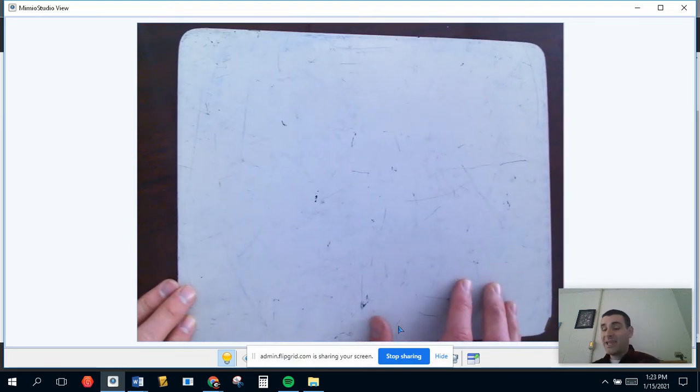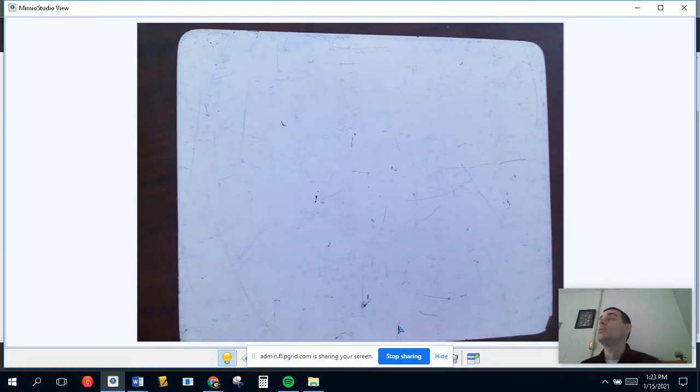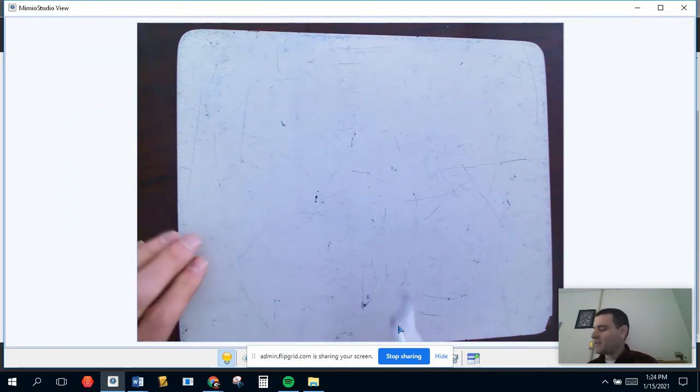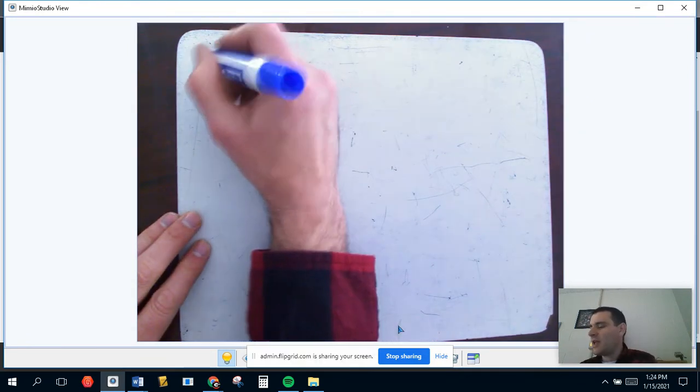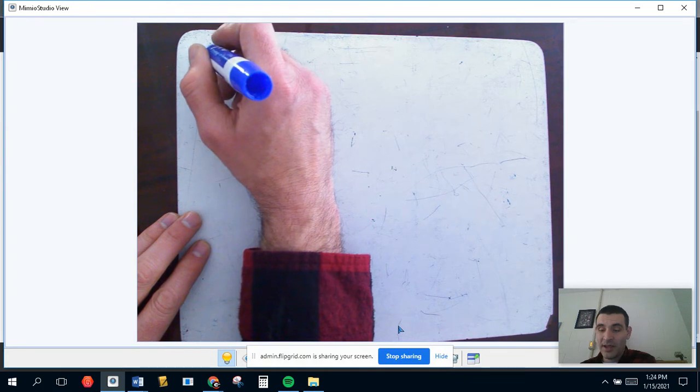All right, by hand, we're going to make a box and whisker plot. Again, we're going to do this by hand. Let's say we have a group of 10 students, and I'm going to list their heights in order in inches.